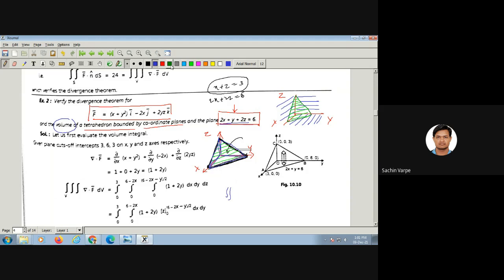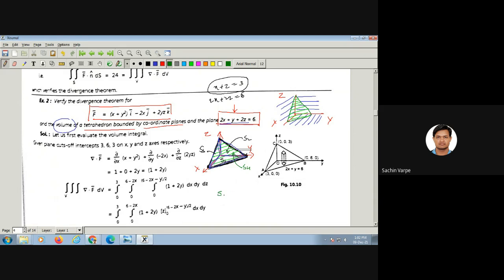Suppose this bottom surface is S1, this yz plane surface is S2, this surface is S3, and this front surface is S4. Then what will be n cap and area element for these particular surfaces?